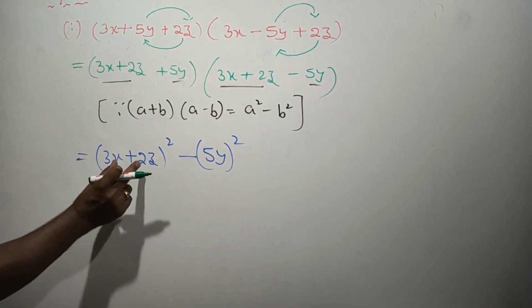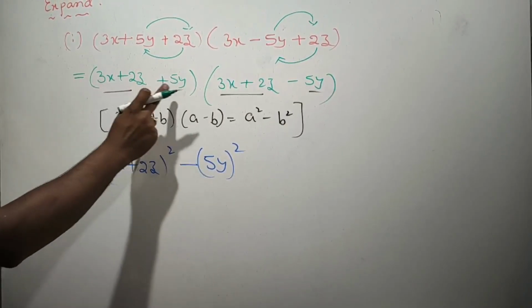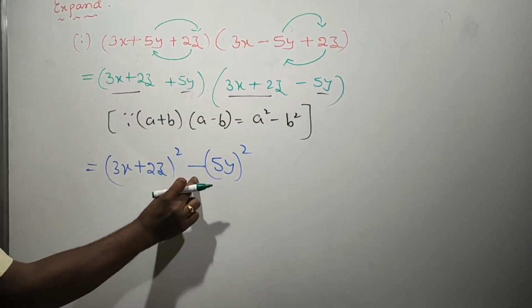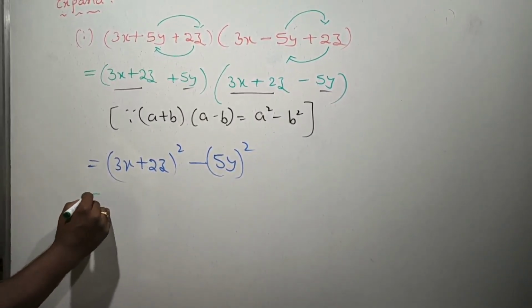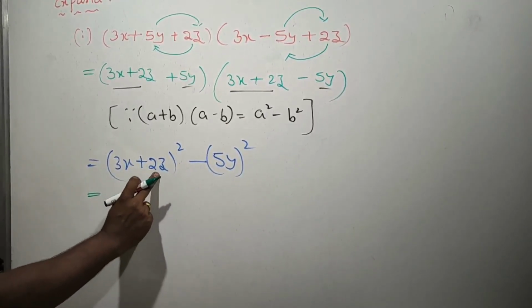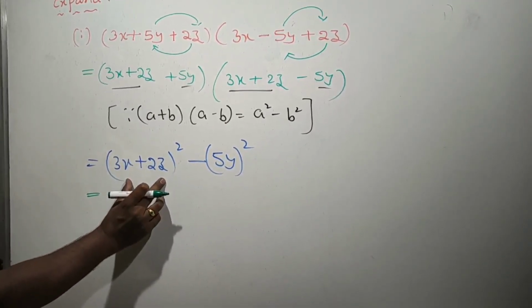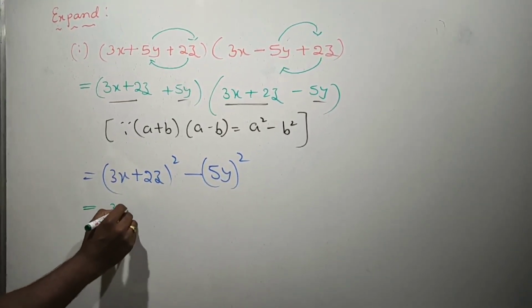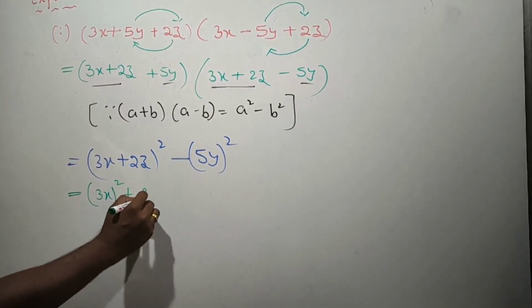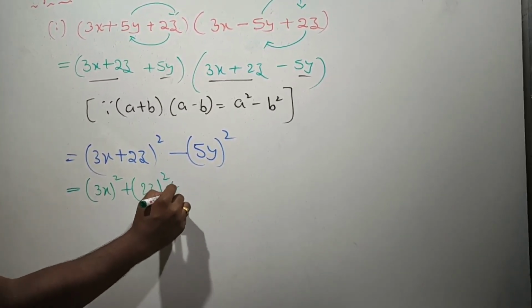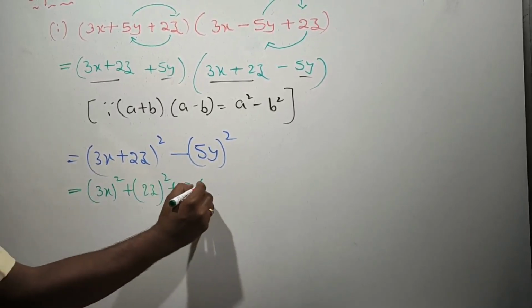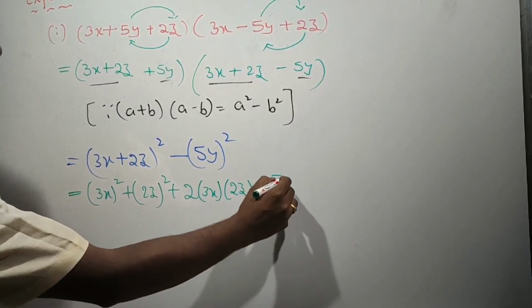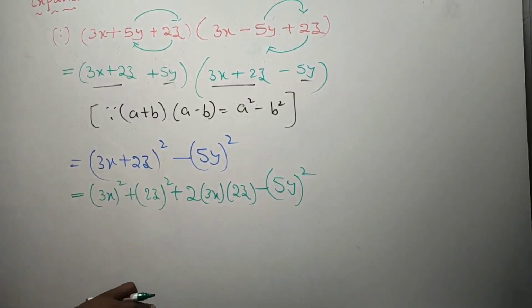Now, children, look here. This is A term plus this is B term into A term minus B term is equal to A square minus B square, we got, children. Next step, this is in the form of A plus B whole square. I will expand by using the A plus B whole square identity: A square plus B square plus 2AB. A term is 3x whole square plus B term is 2z whole square plus 2 into A term 3x, B term 2z, minus 5y whole square as it is, children.